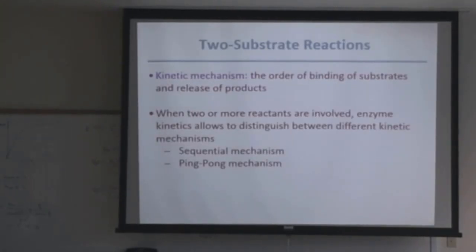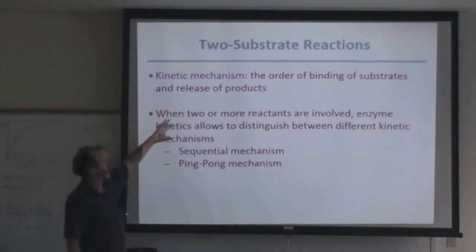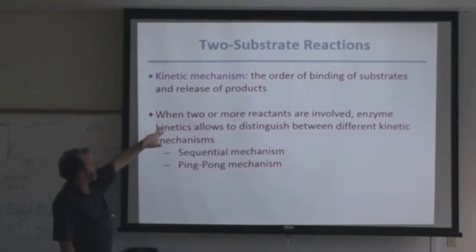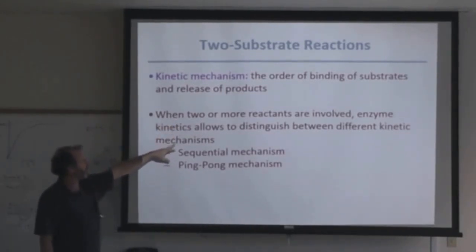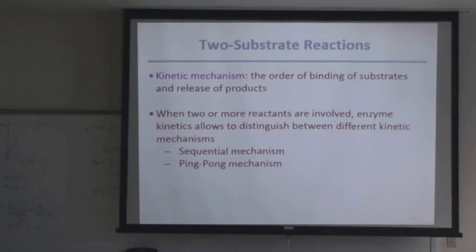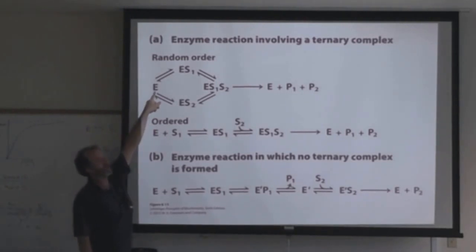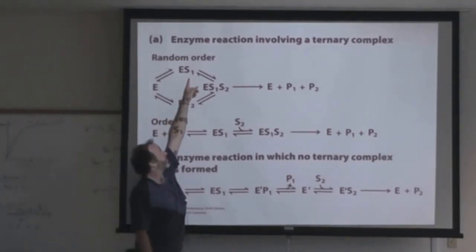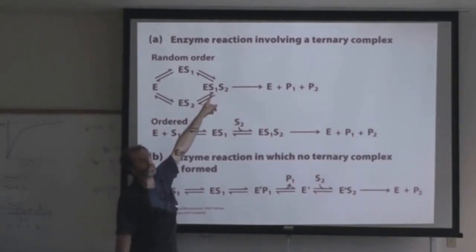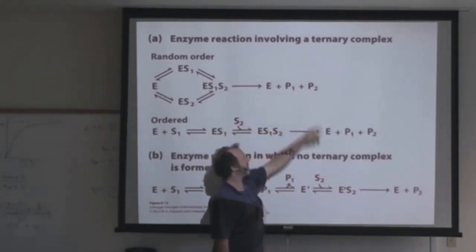So, kinetic mechanisms of a two-substrate reaction. Most of the enzymes we're going to see are two-substrate reactions. And the order of binding substrates and release of products is how the mechanisms are determined. You can have two or more reactants involved in the enzyme kinetics, which allows you to distinguish between different kinetic mechanisms. You have a sequential mechanism versus a ping-pong mechanism. These are the figures that show you the different mechanisms. You have a random order where it doesn't matter. Your enzyme can bind to substrate 2 or substrate 1 first, and then it'll bind to the other substrate to form an ES-S complex that yields your E and your product 1 and product 2.